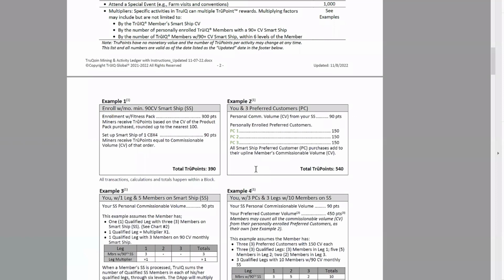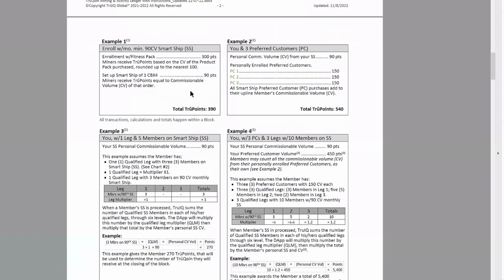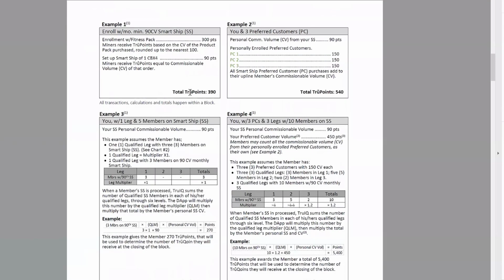Some examples. If you enroll, and I'm going to show you these three or four examples here because it's important that you understand the concept of how your TruPoints work and how they generate you TruCoin and therefore wealth in the future. So here's an example of somebody who enrolls and they enroll with SmartShip. So let's say they bought a $250, and these are maybe outdated, fitness pack was $250 a while back. We rewarded that person who enrolled 300 points.